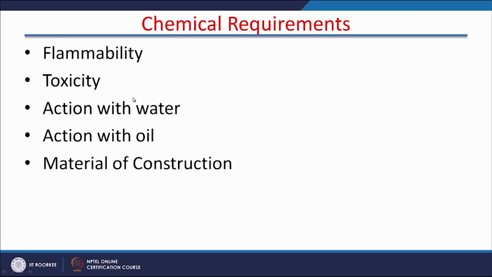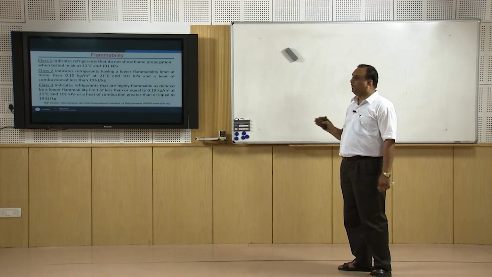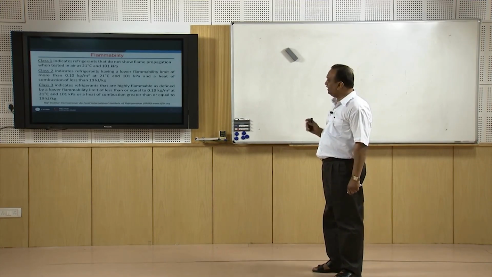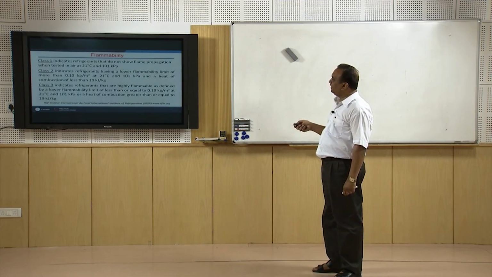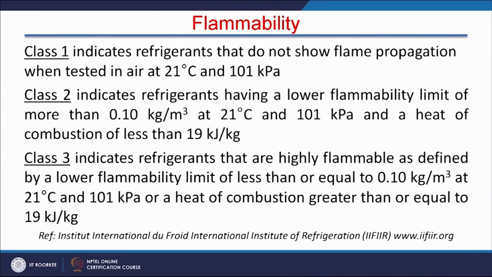It should not react with water, should not react with oil, it should not react with the material of construction. Every substance is flammable to a certain extent. Saying that a particular refrigerant is totally non-flammable is not justified. So, there are classes of flammability: class 1, class 2 and class 3. Class 1 indicates that at 21 degrees centigrade and 101 kilopascal pressure, there is no flame propagation. That is class 1, that is safe.